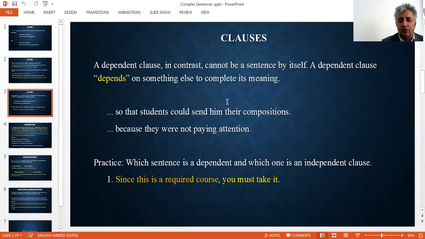Now let's see which clause is dependent and which one is independent in this example. Since this is a required course, you must take it. That's right. Since this is a required course is a dependent clause, you must take it is an independent clause.